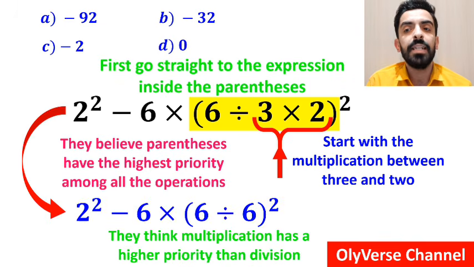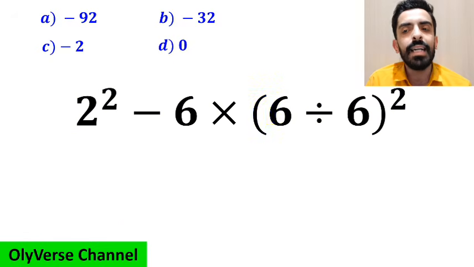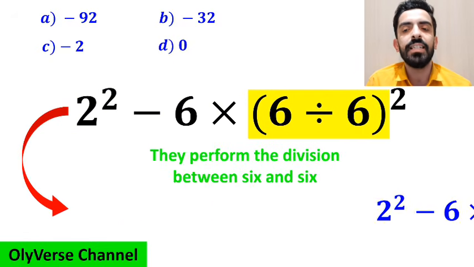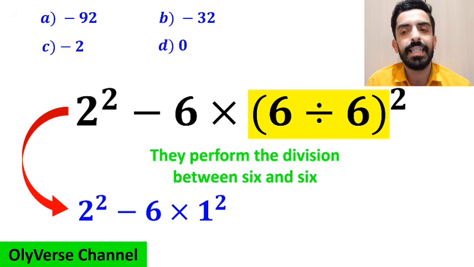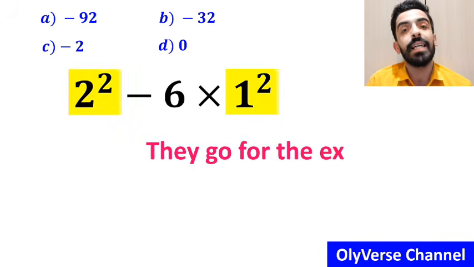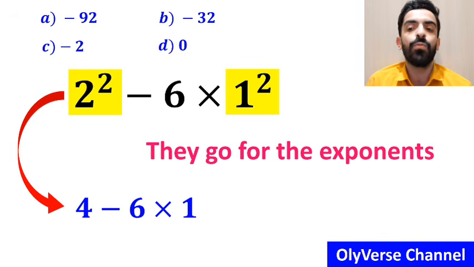So, they rewrite this expression as 2 squared minus 6 multiplied by 6 divided by 6 inside the parentheses and all squared. And the next step, they perform the division between 6 and 6 and write this expression as 2 squared minus 6 multiplied by 1 squared. Then, they go for the exponents and write this expression as 4 minus 6 multiplied by 1.